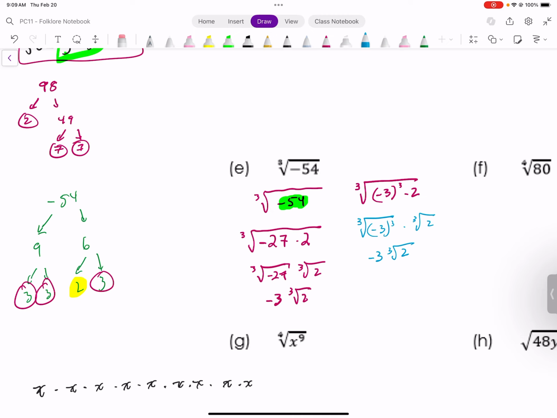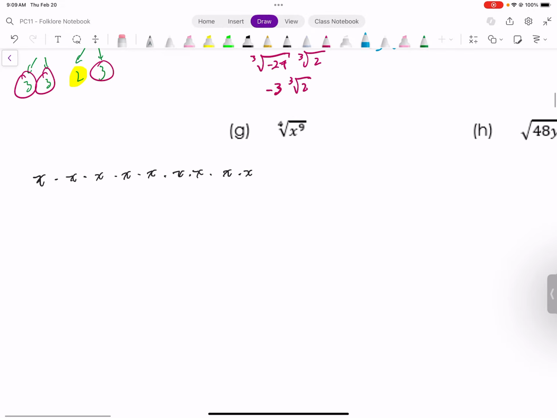Numbers are easy. They're nice. So let's go on to something with variables. The fourth root of x to the power of 9. What I'm going to do is ask myself, does there exist a factor of x to the power of 9 that is a perfect power of 4? And what I can do is split that up into x to the power of 8 times x. And this is the fourth root.